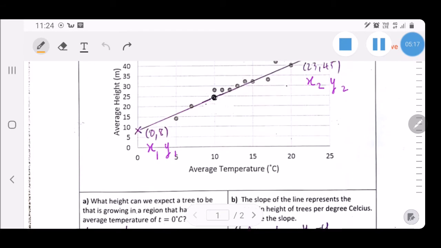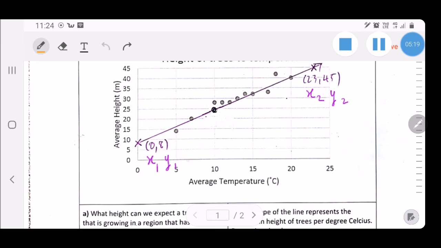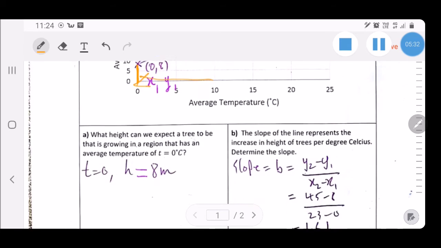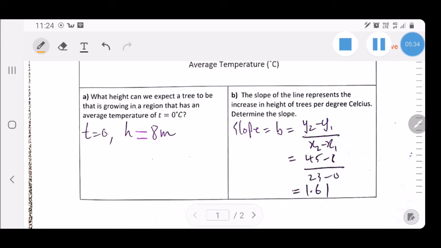Well, let's take a look at our graph. When the average temperature is 0, the corresponding average height of tree is 8 meters, and that's pretty approximate, okay? So I think I'll actually remove that equal sign and make it a squiggly equal sign, which means approximately equal to. So when the average temperature is 0 degrees Celsius, the average height is approximately 8 meters.